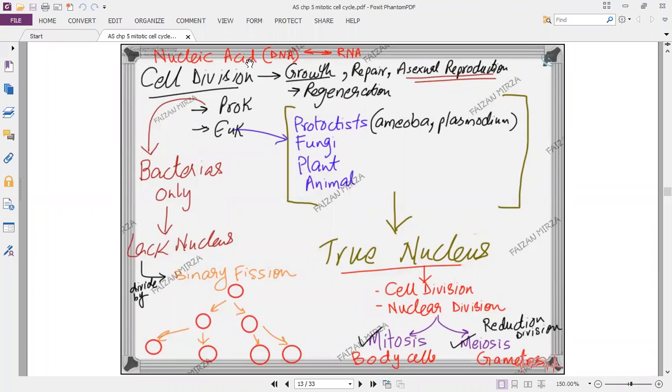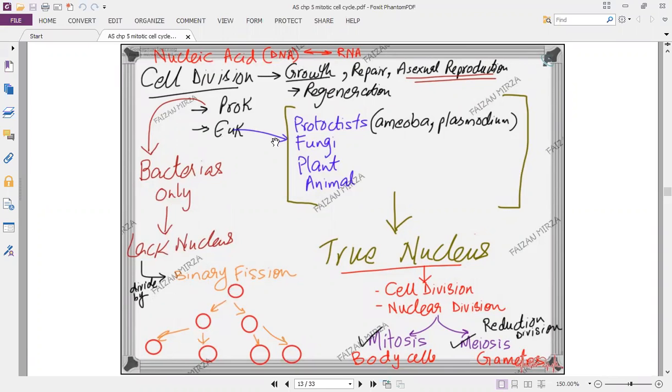The hereditary material in our cells is DNA and RNA, but primarily DNA. So the nucleic acid DNA is present in the nucleus in our cells, and in bacteria it lies free in the cytoplasm. Bacteria, how do they divide? They divide by binary fission. One bacterium will split into two, two will split into four, and so on and so forth.